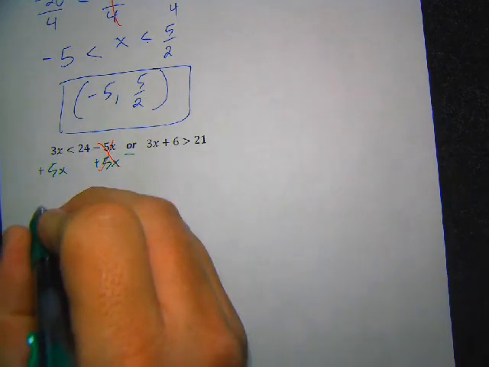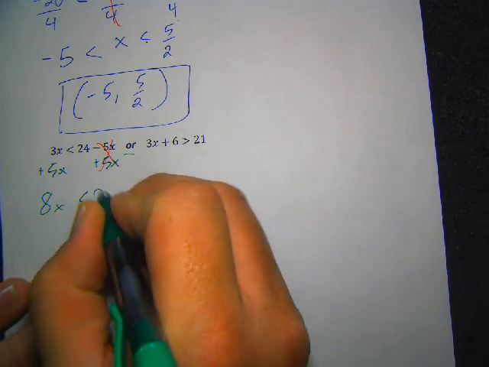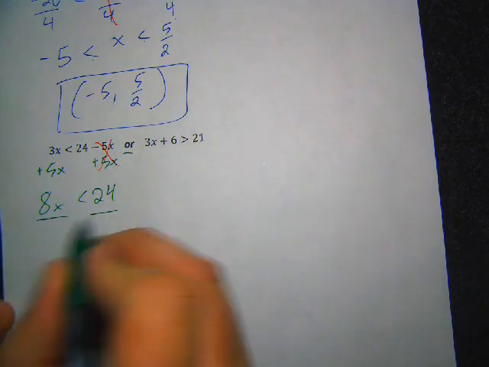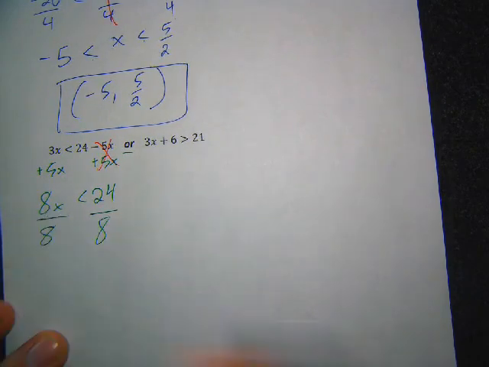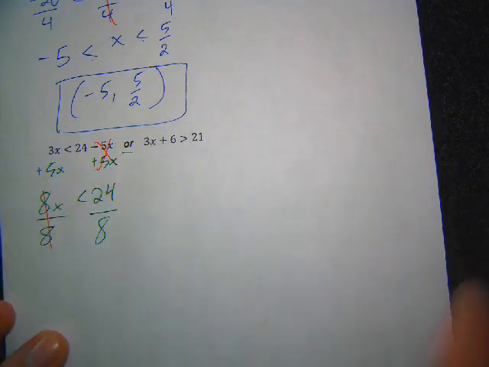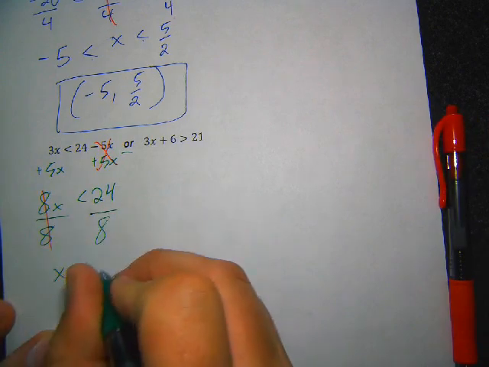3x plus 5x is 8x, less than 24. I'm going to divide by 8, because that will undo that multiplication here. So I can cancel that 8. So I get x is less than 3.